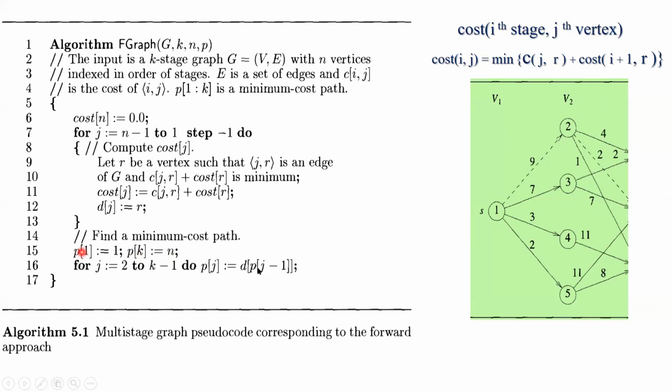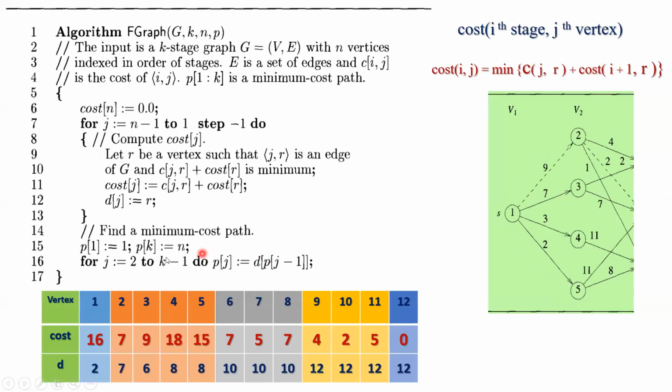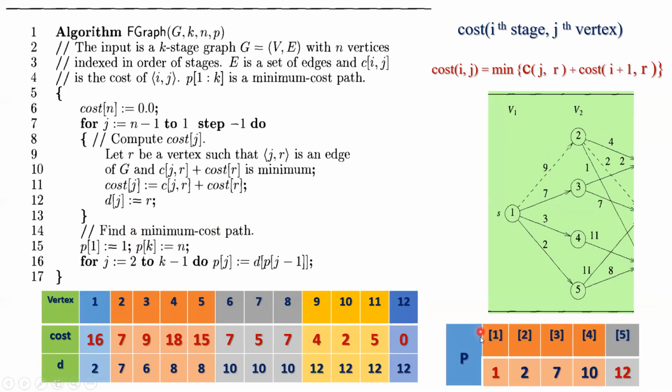We shall understand this with the help of one more data structure, that is this table. We have already built this table. With the help of this table, we'll be finding the minimum cost path. So see here, this is P of 1 equals 1. This is the array, and these are the indices. P of 1 equals 1 as per the initialization I have done.